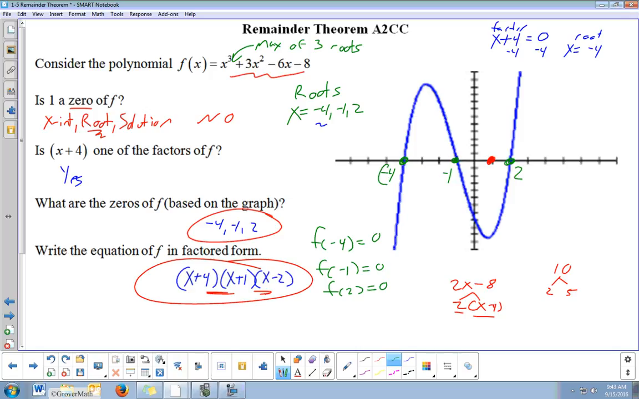And what all of these have in common is they all have y values of 0. This is negative 4, 0. This is negative 1, 0, and 2, 0. They have y values of 0, so when we plug them in, we get 0. And when we do division, whether long division with factors or synthetic division with zeros, we will get 0 remainders because they have y values of 0. And when you get that 0, that means yes, it's a factor, yes, it's a root, and that's what the remainder theorem is really telling us.